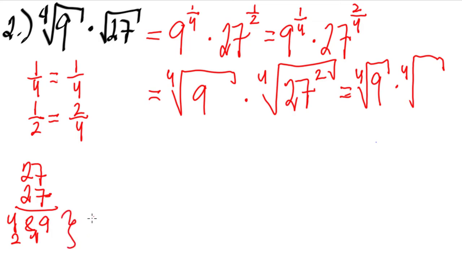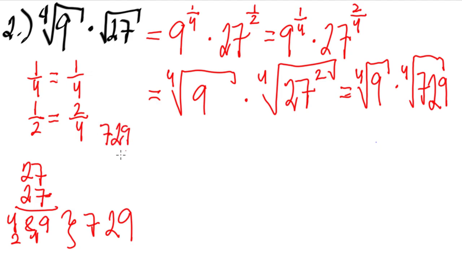Therefore, the answer is 729. Is that correct? Okay, 729. I think we can get that 729. Then what we'll do is multiply 729 times 9. Let's do that. It's quite a big number. 729 times 9. So what is that going to be?